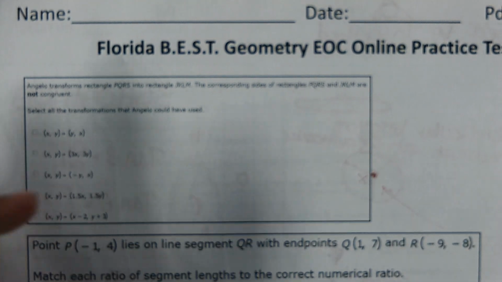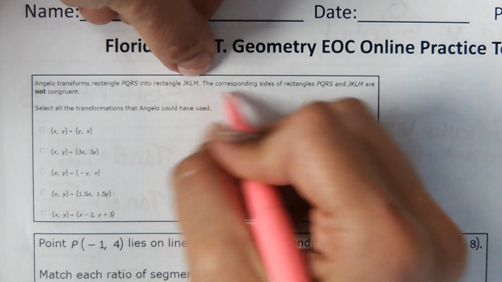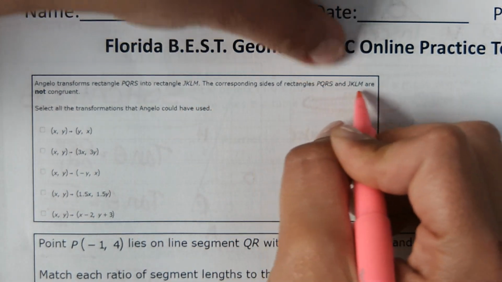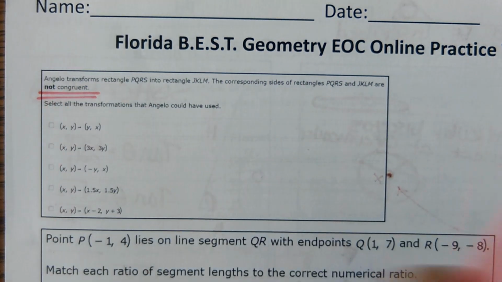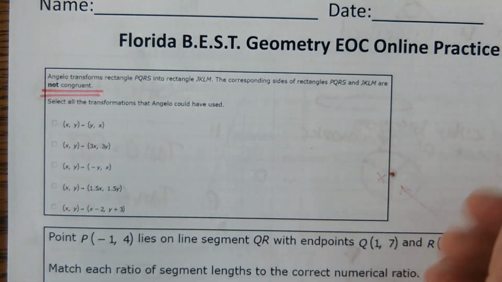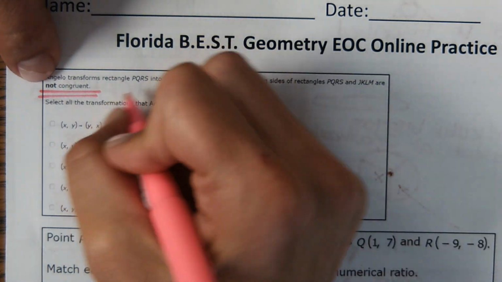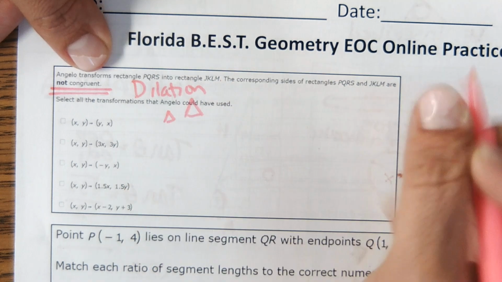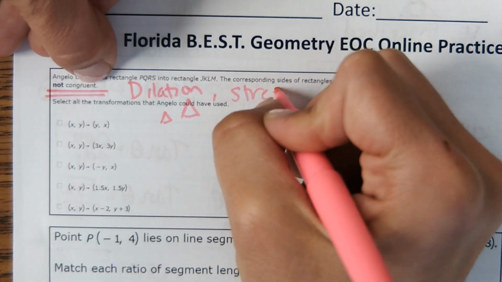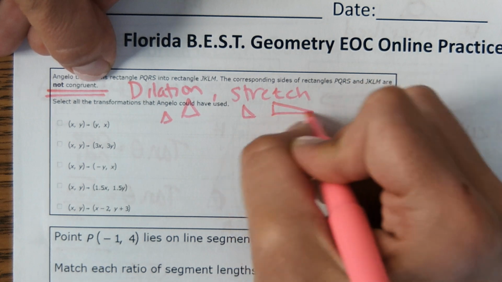Okay, Angela transforms a rectangle PQRS into rectangle JKLM. The corresponding sides of rectangle PQRS and JKLM are not congruent. Select all the transformations that Angela could have used. So transformations that would cause the sides not to be congruent would be like a dilation, because a dilation would make the shape grow or shrink. Maybe a stretch, like taking a shape like this and stretching it like this.